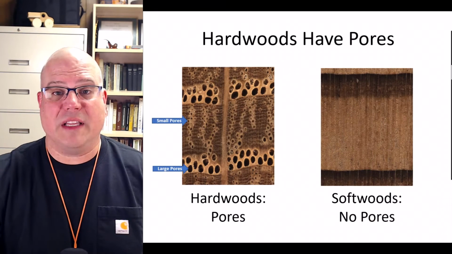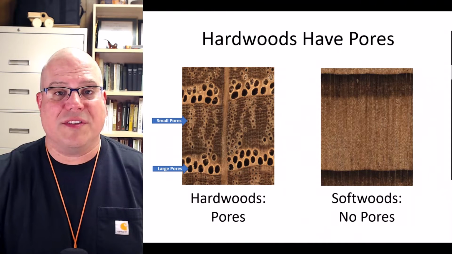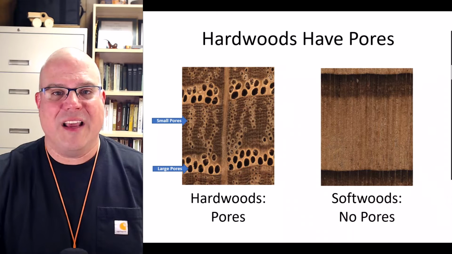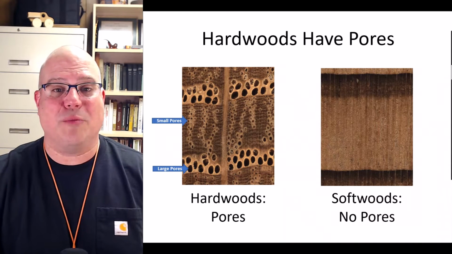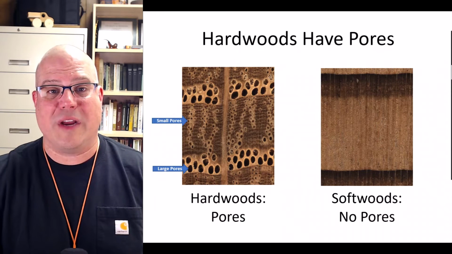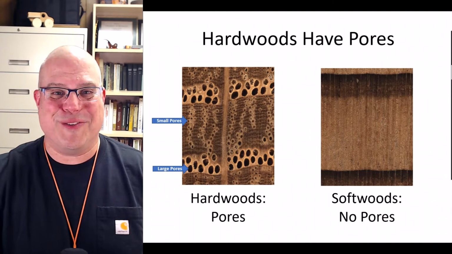In addition to different leaves, hardwood and softwood trees exhibit different structures in their woods. Hardwoods have small holes called pores, softwoods do not. Pores are actually the cross-sections of tube-like structures called vessels that help transport water vertically in the tree. Softwoods also move water up the tree, but they don't use vessels to do it. We'll talk more about that in a future video.